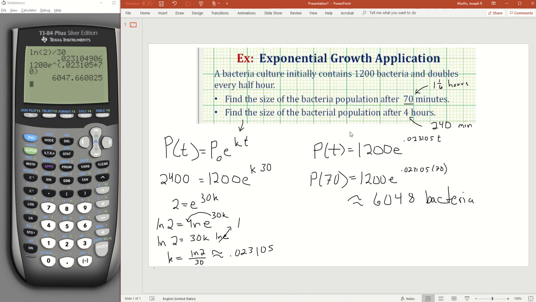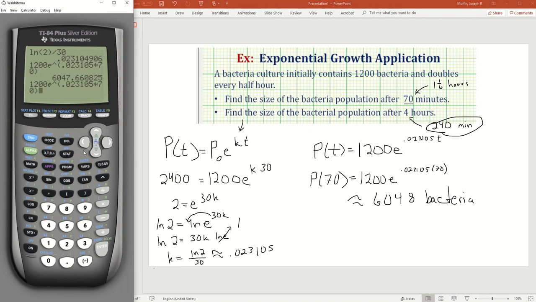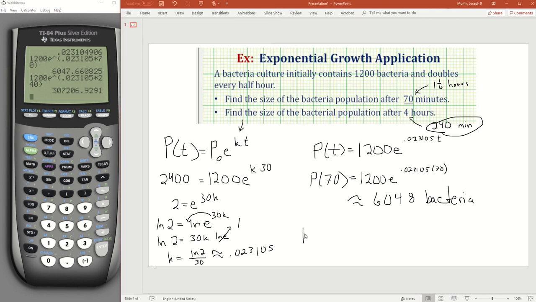If we want to do it for 4 hours, again, we're just going to do the same thing, but we'll do 240 minutes instead. So actually here on the calculator, I can just pull up the entry and just go back and change this. Instead of 70 minutes, we'll do 240 minutes. And that'll tell us that after 240 minutes, we'll have approximately 307,206, or actually I guess we'll round up to 207 bacteria.